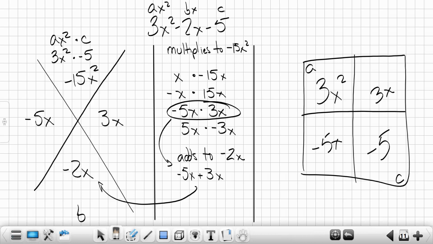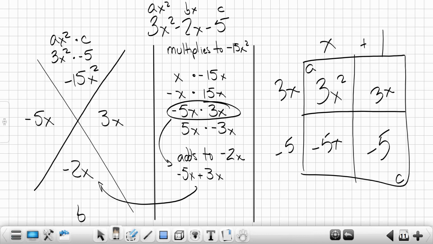So, Miguel, what is common between 3x squared and 3x? 3x. Okay, 3x. What's common between negative 5x and negative 5? Negative 5. What is common between 3x squared and negative 5x? X. What's common between 3x and negative 5? Nothing. And if nothing's in common, what could I factor out? 1, because 1 changes nothing.